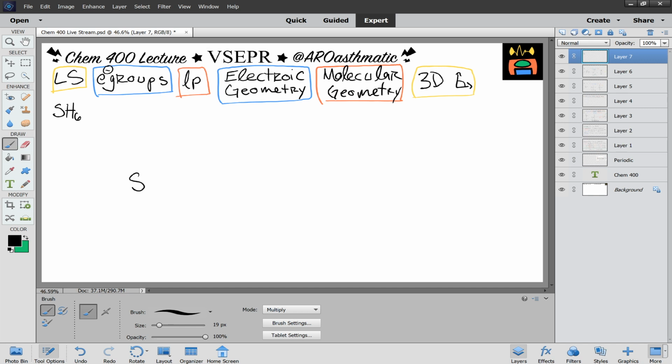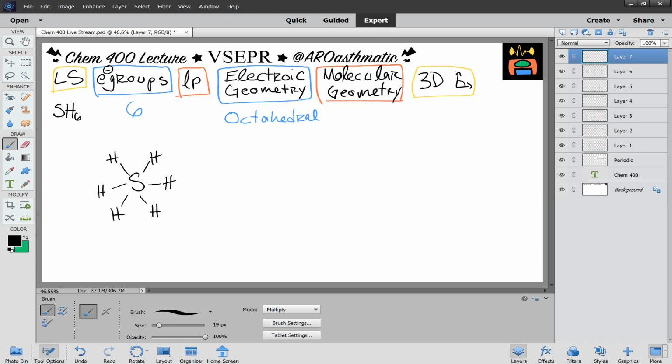So when you draw the Lewis structure for this molecule, it looks like this. It's sulfur with 6 hydrogens. No formal charges. We're hypervalent on sulfur, expanded octet. And we have here 6 electron groups. Whenever you have 6 electron groups, your electronic geometry is octahedral.